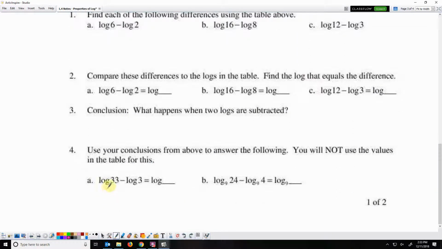Now subtraction, log 33 minus log 3 is the same as log 33 divided by 3, log 11. Log base 9 of 24 minus log base 9 of 4 is log base 9 of 24 divided by 4, which is 6.